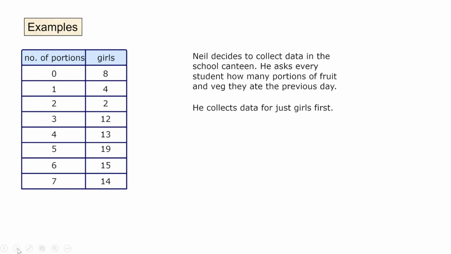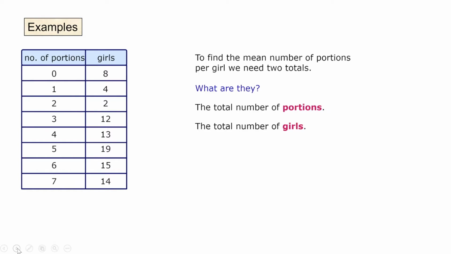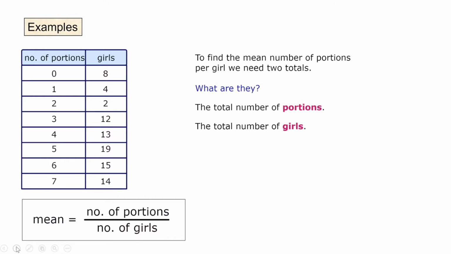Now, if we were asked to find the mean, we'd need the total number of portions and the total number of girls, because to find the mean, remember, you find the total amount of portions and divide it by the total frequency. That's how you find the mean, as you remember from one of the first few lessons. So we need the total number of portions and the total number of girls, and that will allow us to calculate the mean. This is what will be needed, so let's split this up a bit.